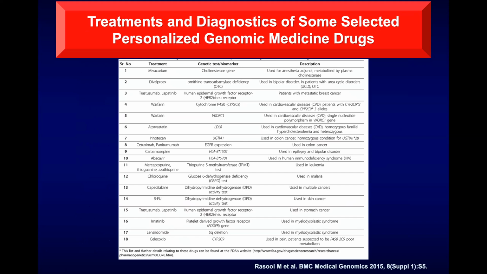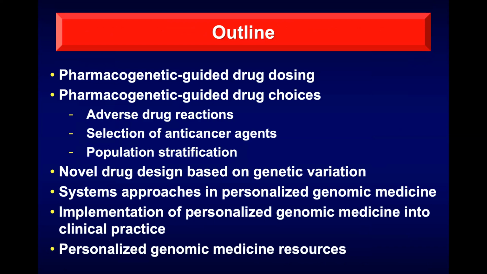All right, so what I'm going to talk about in the next 15 minutes or so are first, how genetic variation can affect the dose of a drug that you need to give a patient. Second, how genetic variation might inform the actual choice of drug that you use for a patient. And then third, how genetic variation can actually help us design new drugs. And I'll give you examples of all of these.